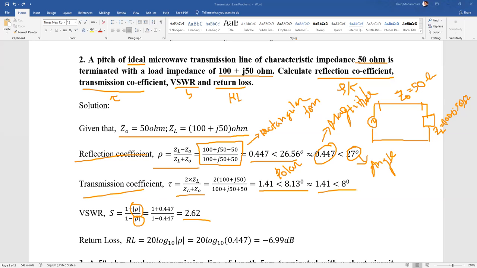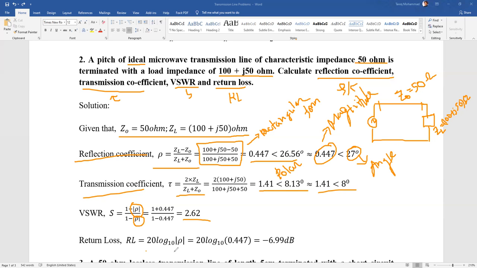You are taking the magnitude only, which is 0.447. Okay, and so just put the values, then you'll get the VSWR, which is 2.62. Yeah. So return loss, what is the value of the return loss?